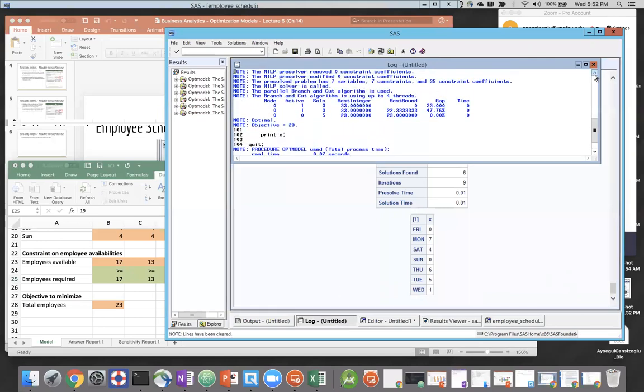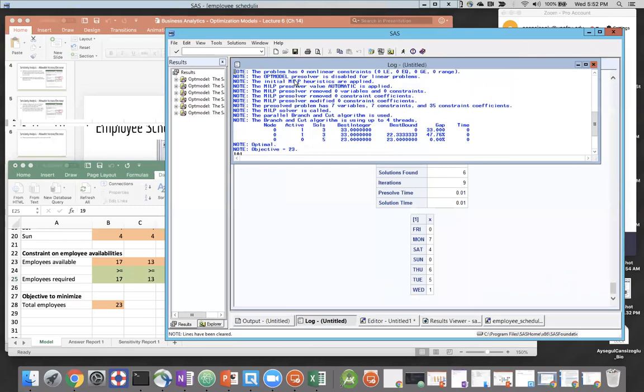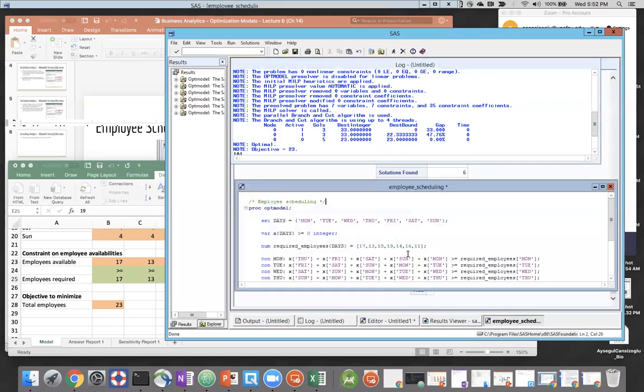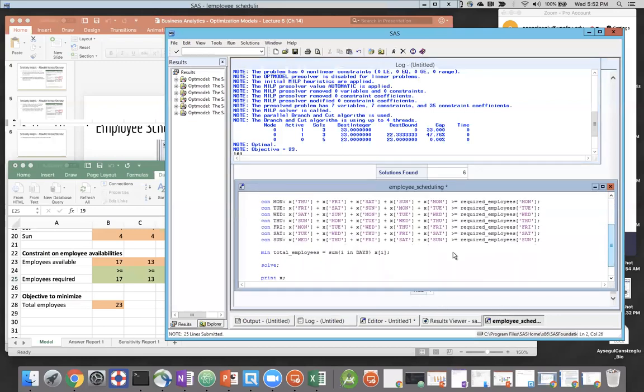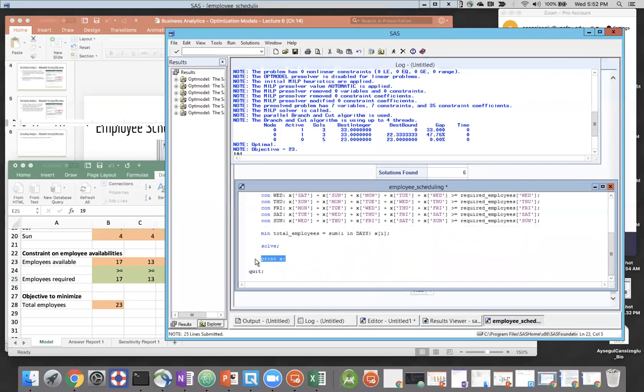Okay, so according to the log, everything looks good, but this time it's actually using a different solver, which is called MILP. MILP is an integer programming solver, and then the objective function is 23. And this is each day how many people need to start. And the reason we got this is because we have a print x statement at the end. This one. Okay. So this is the employee scheduling problem.